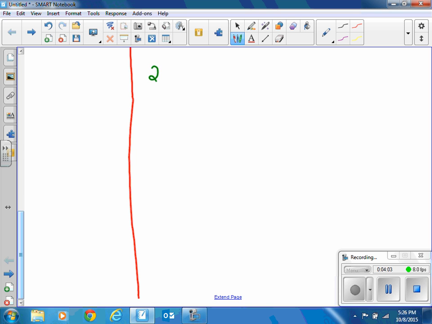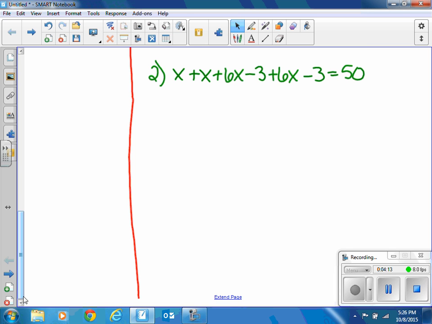Example number 2, we're going to have x plus 6x minus 3 plus 6x minus 3 equals 50. And it seems a little overwhelming when you look at how many terms are in this equation, but we just got to stick to what we know. We've been simplifying, we've done distributive property, we have our steps for solving, we just have to follow them. Step 1, distribute. We don't have anything to distribute, so we don't need to worry about that. Step 2, we're going to combine like terms.